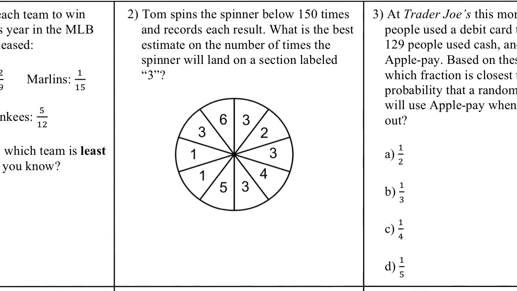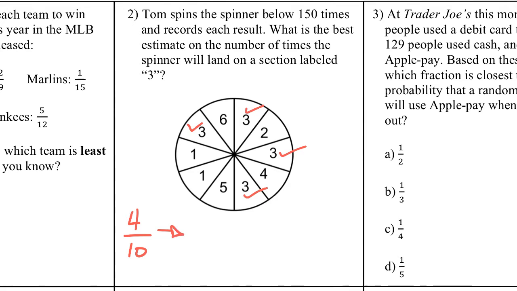Hello guys, so we're going to look at question 2 on the probability review sheet. We're told the spinner is spun 150 times. How many times does it land on section 3? So the first thing is we're going to see that there are 1, 2, 3, 4 different 3s on this board out of a grand total of 10 different sections.